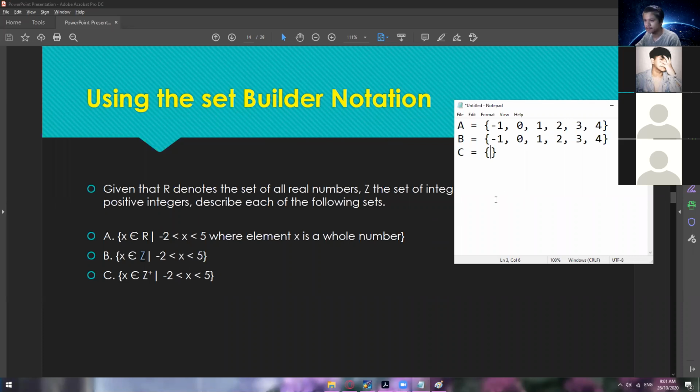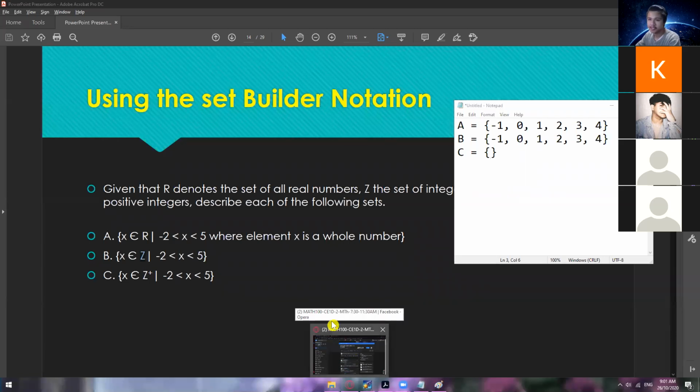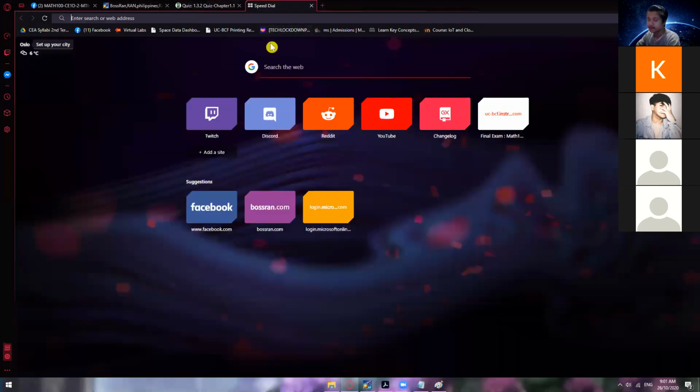What is the answer in letter C? Anyone? 0, 1, 2, 3, 4, sir. All right. So starting from 0. So check natin. Confirm natin. Okay? Because in other cases, they said 0 is a positive number.